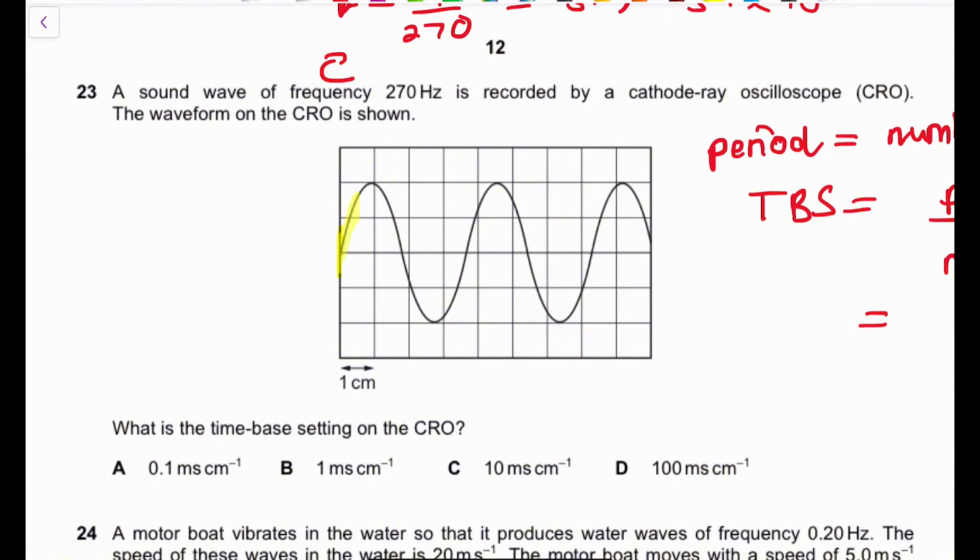Then you have to go up, then you're going to go down, then you're going to go up, then you're going to reach this position, right? That's one wavelength, and that's what we want to find, right? So let's start with counting the boxes.